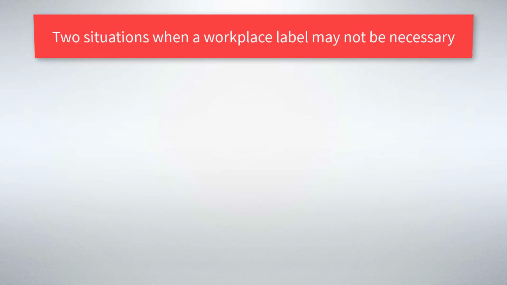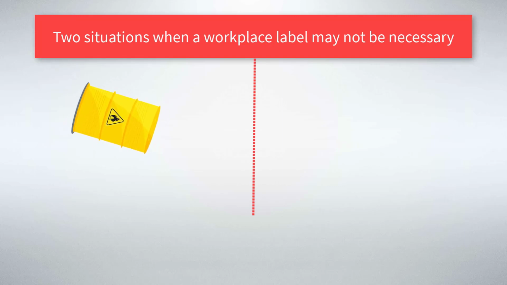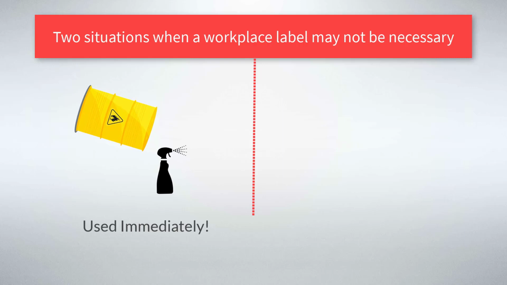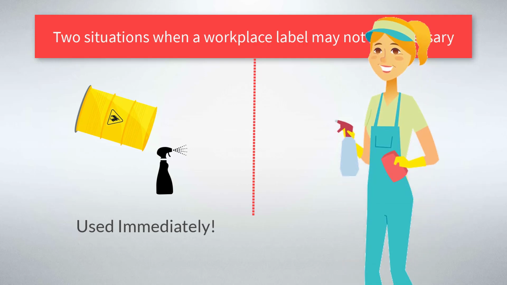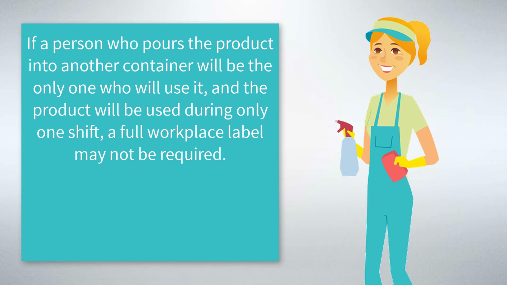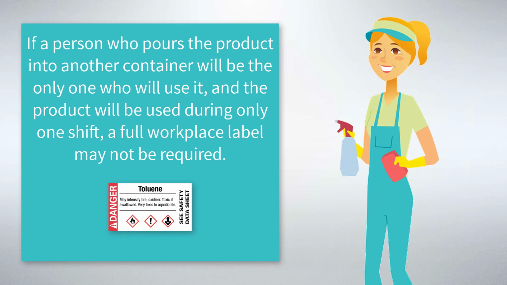There are two situations when a workplace label may not be necessary. These include when a hazardous product is poured into a container and will be used immediately, and when a product remains under the control of the person who decanted it. For example, if a person who pours the product into another container will be the only one who will use it, and the product will be used during only one shift, a full workplace label may not be required.